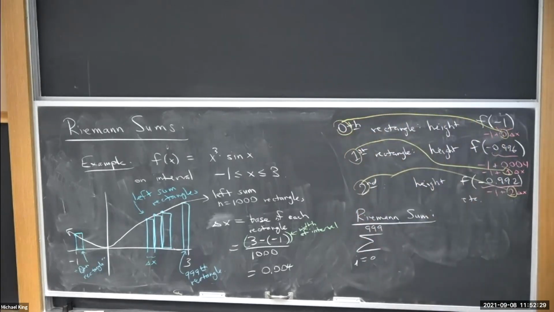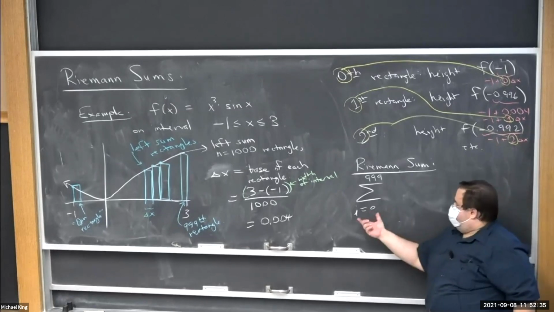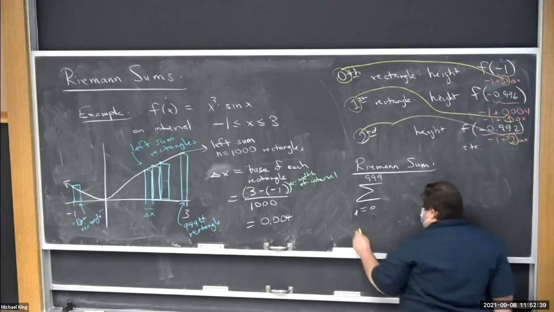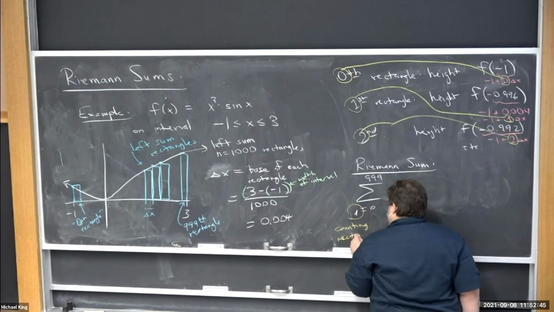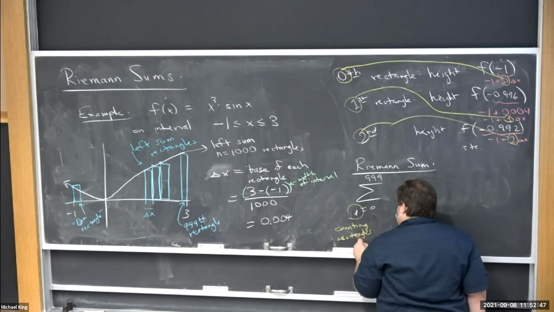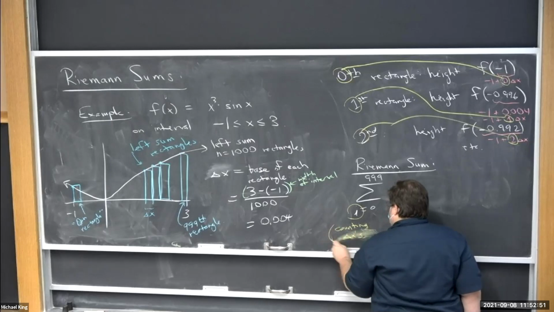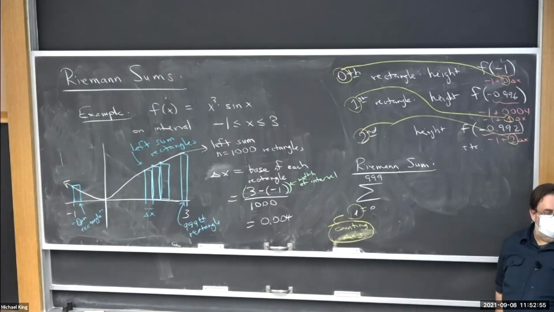Does that make sense? So that's what the count is. Remember, the index is a count. It's a counter, so we're counting something. Counting rectangles, but it's also counting delta x's. So maybe a better way to say it is that I'm counting the number of delta x's I'm moving over.